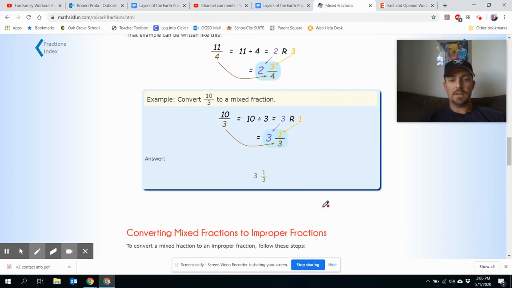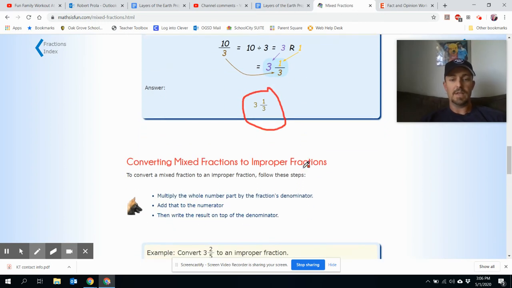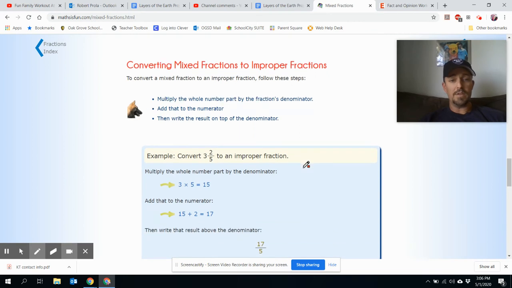And here's another example. 10 over 3, well, that's 10 divided by 3, which is 3 remainder 1, and 1 becomes your numerator. Your denominator stays the same. Your whole number goes over here. So your answer is 3 1/3, which equals 10/3. Now, you also have to be able to do it the other way. You have to be able to convert a mixed fraction into an improper fraction. So this is very useful, especially when you're multiplying sometimes.